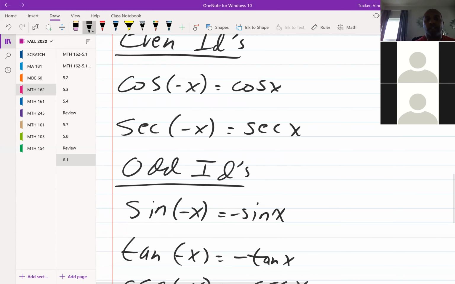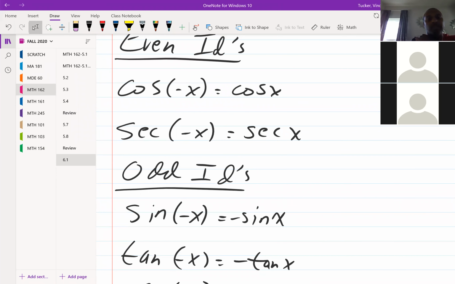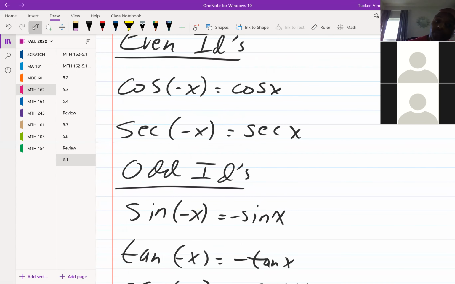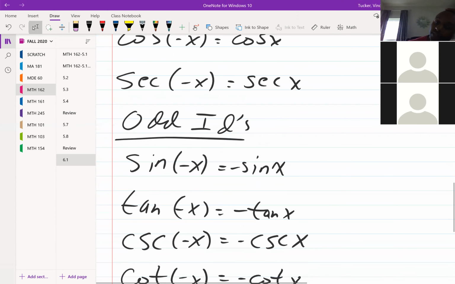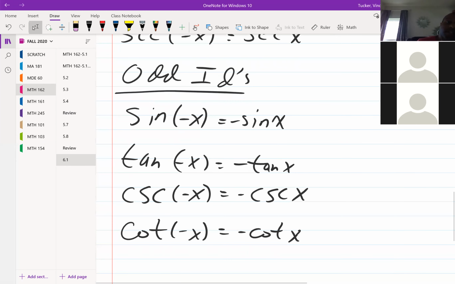All right, so our even and odd identities. Our two even identities: cosine of negative x is the same thing as cosine x. Secant of negative x is the same thing as secant x. And our odd identities: sine of negative x is the same thing as negative sine x. And then tangent, cosecant, and cotangent follow that same pattern of applying to a negative, and it's the same thing as a negative tan x.